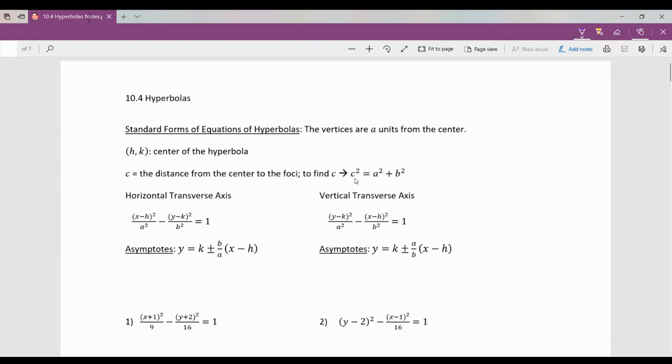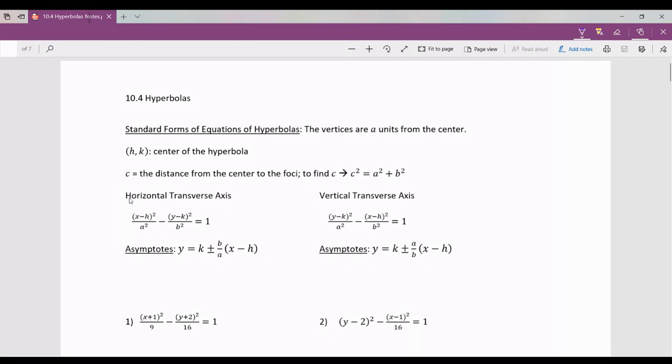As opposed to the ellipse, the way that we find the foci for the hyperbola is c squared equals a squared plus b squared. For the ellipse, it was a minus in between the a squared and the b squared. This time it's a squared plus b squared. All right.